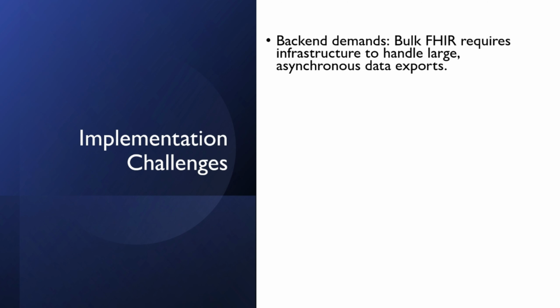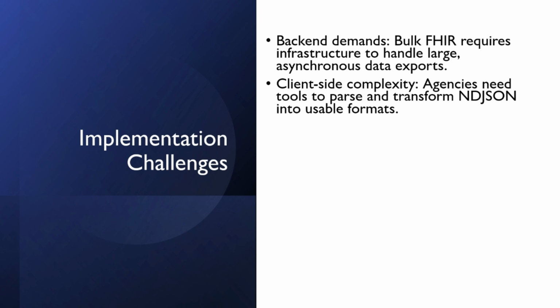Despite its many benefits, bulk FHIR presents several implementation challenges. First, exporting large volumes of data requires robust backend infrastructure. FHIR servers must be able to queue, process, and deliver large asynchronous jobs while balancing performance and availability. This can be a limitation for smaller systems or vendors not yet optimized for bulk operations. On the client side, public health agencies need technical tools and expertise to work with ND-JSON data. This includes the ability to parse, validate, and transform bulk exports into formats compatible with internal systems, especially those still based on legacy HL7v2 or flat file structures.